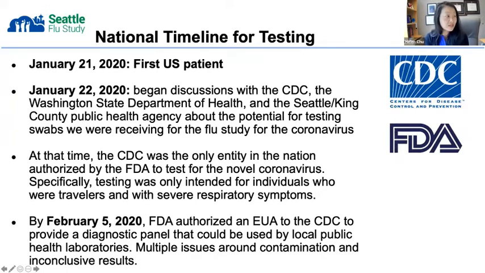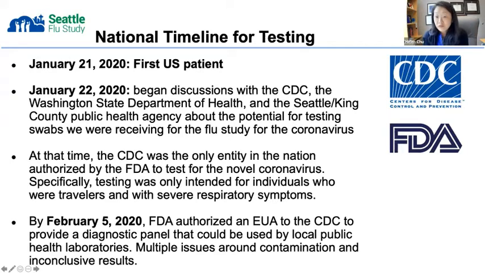If you recall, at that time, the CDC was really the only entity in the nation that was authorized by the FDA to test for coronavirus. And that testing was really only intended for individuals who are travelers and those with severe symptoms. By February 5th, so about 2 weeks later then, FDA authorized an emergency use authorization license to the CDC to produce a diagnostic panel that could be used by local public health labs, so that testing could happen not just in Atlanta, but really at the local labs. For us, it would have been in Shoreline.